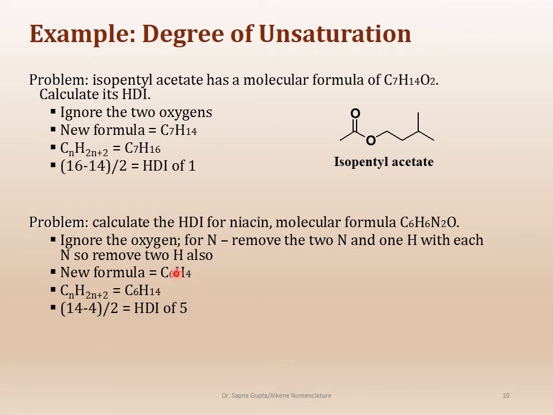So if we have 6 carbons, we calculate how many hydrogens we should have for 6 carbons, which is actually 14. Then 14 minus 4, 4 being what we have in our formula, is 10, divided by 2 gives us a hydrogen deficiency of 5, which means we have 5 degrees of unsaturation. Here is our formula, and here we have a ring, 3 double bonds and 1 double bond outside. So 4 double bonds and 1 ring gives us a hydrogen deficiency index of 5.